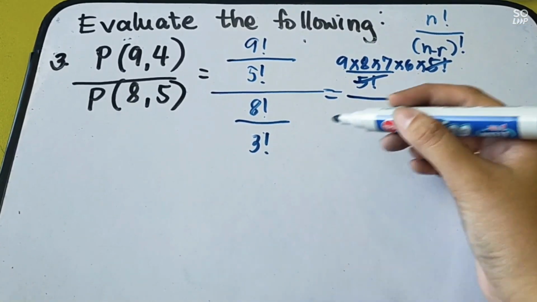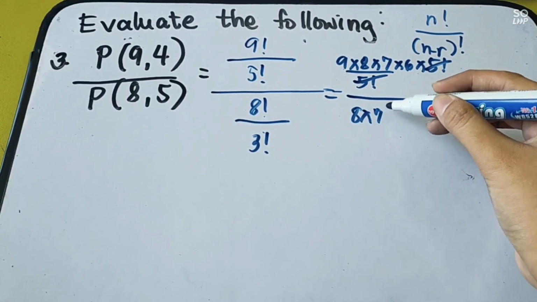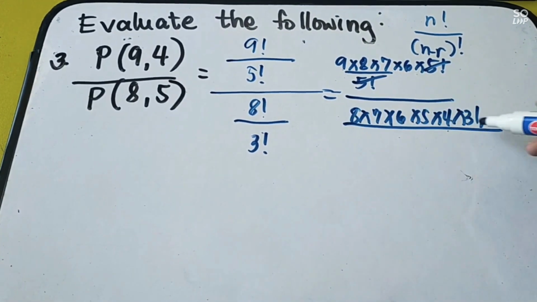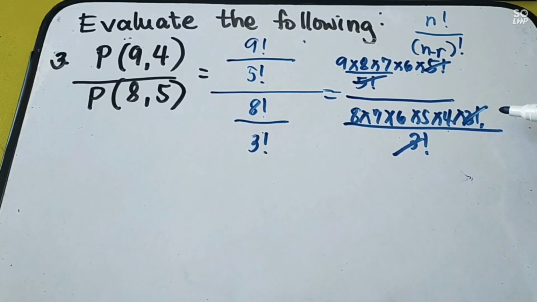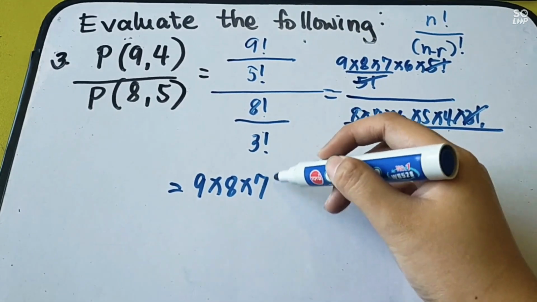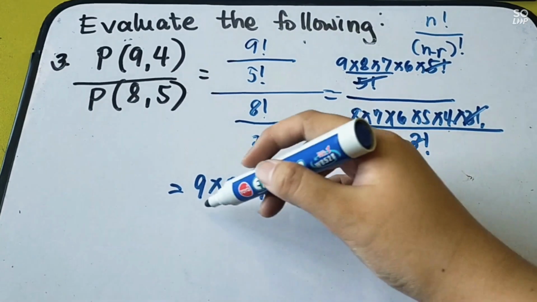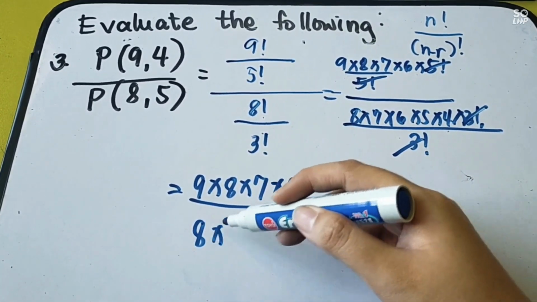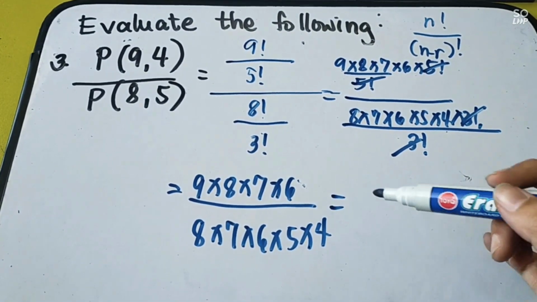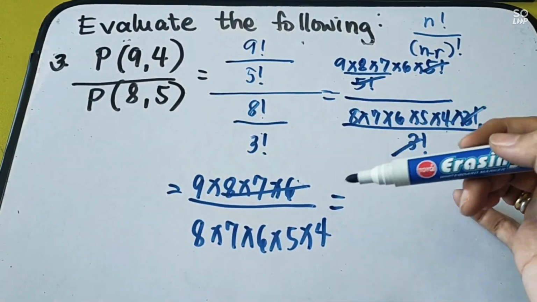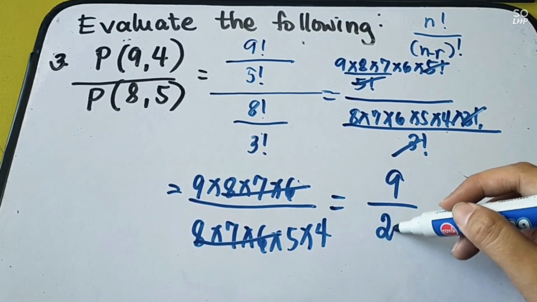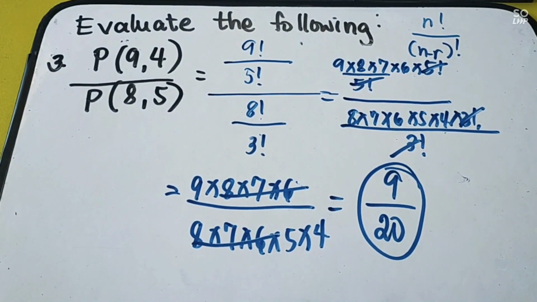Over, so this one, start ka na kay 3 factorial, meaning 8 times 7 times 6 times 5 times 4 times 3 factorial over 3 factorial. Cancel, cancel. So, ang matitira na lang natin is 9 times 8 times 7 times 6, then stop na, over 8 times 7 times 6 times 5 times 4. Yan. Then, cancellation tayo. Okay, cancel to. Cancel to. So, matitira na lang is 9 over 5 times 4. The answer is 20. So, that is your answer.